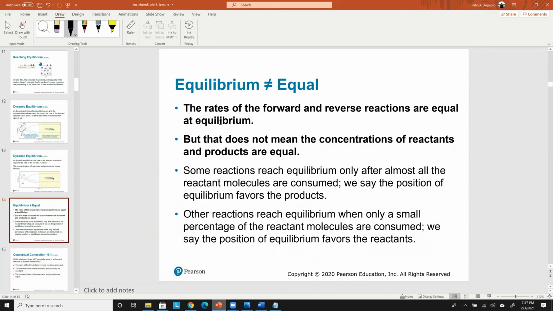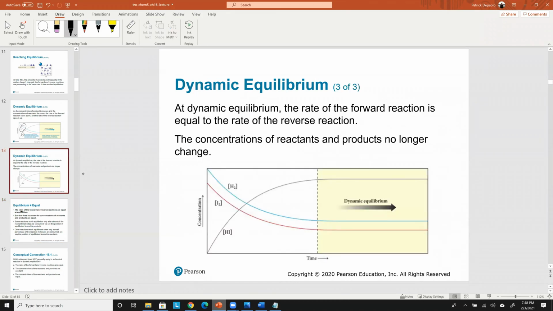Okay, so here we go again. Definition-wise, at equilibrium, the rates, keyword, the rates of the forward and reverse reactions are equal. But the concentrations are not. It's very rare, I've never seen a reaction where the concentrations at equilibrium are the same. Just like we saw in this graph, the concentration change is 0, but the concentrations themselves can be very different. So keep that in mind.